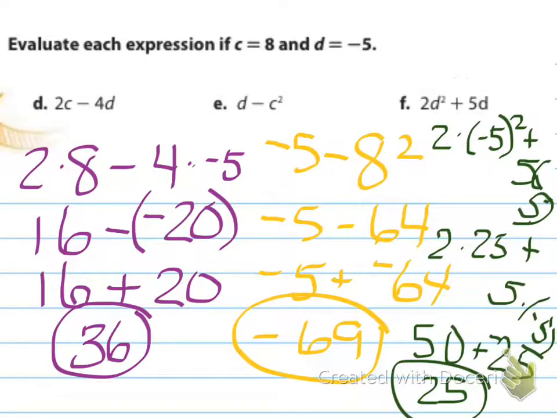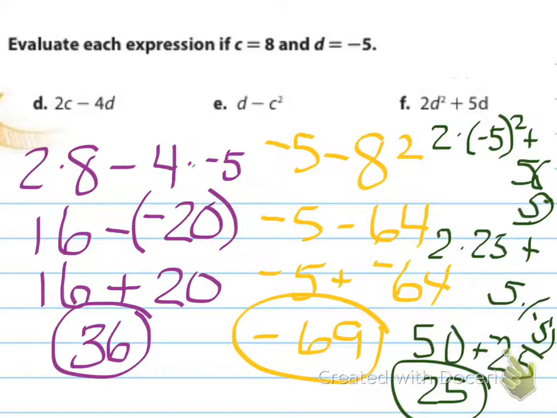All right, and the answer to D is 36. These got trickier as we went along here. So it's going to be 2 times 8 minus 4 times -5. I did 2 times 8, which was 16, and then I did 4 times -5, which was -20, and then I put back in the subtraction sign.